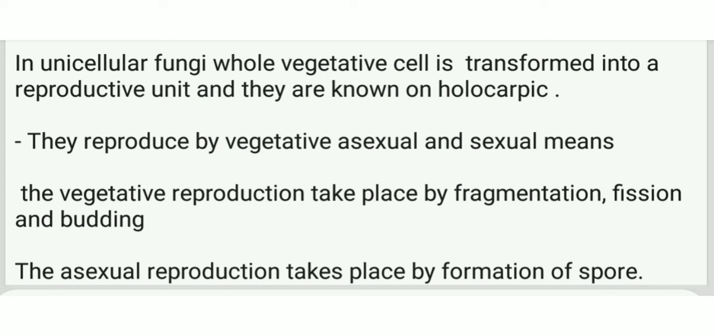Fungi also undergo asexual reproduction, sexual reproduction, and also vegetative reproduction. And the vegetative reproduction takes place by fragmentation, fission, and budding. I will be up with another video on vegetative reproduction in fungi. We will learn fragmentation, fission, and budding separately. It may be a 4 marks answer. And the asexual reproduction takes place by formation of spores. And the sexual reproduction is completed in 3 distinct steps: plasmogamy, karyogamy, and meiosis.